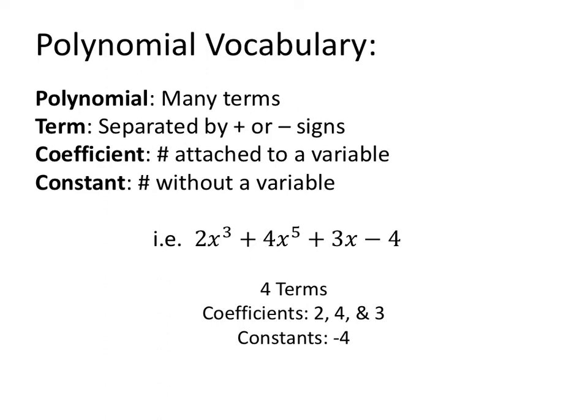Coefficients is a word we'll hear quite a bit, and that is simply the number attached to a variable. So in our case, this 2 is a coefficient, this 4 is a coefficient, and this 3 is a coefficient. And then we generally think of the term that has no variable attached to it as the constant term. So our negative 4 would be considered the constant term.